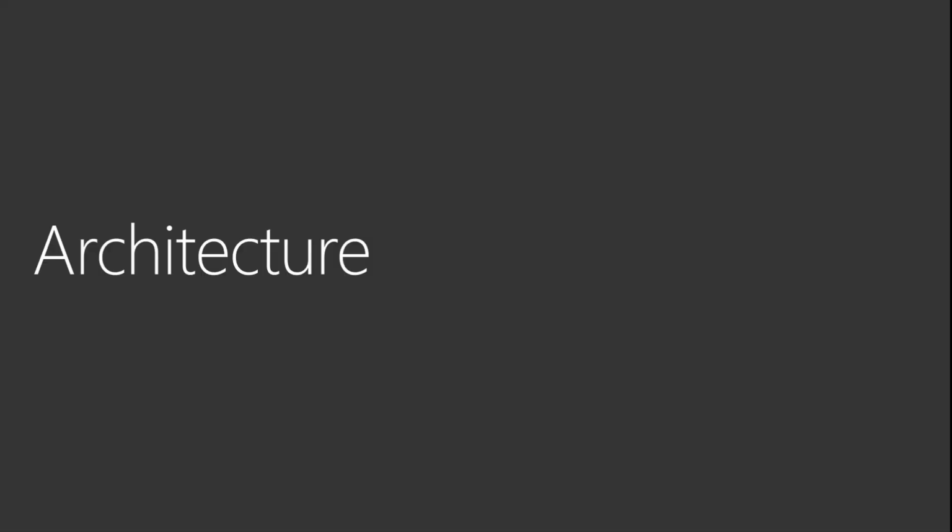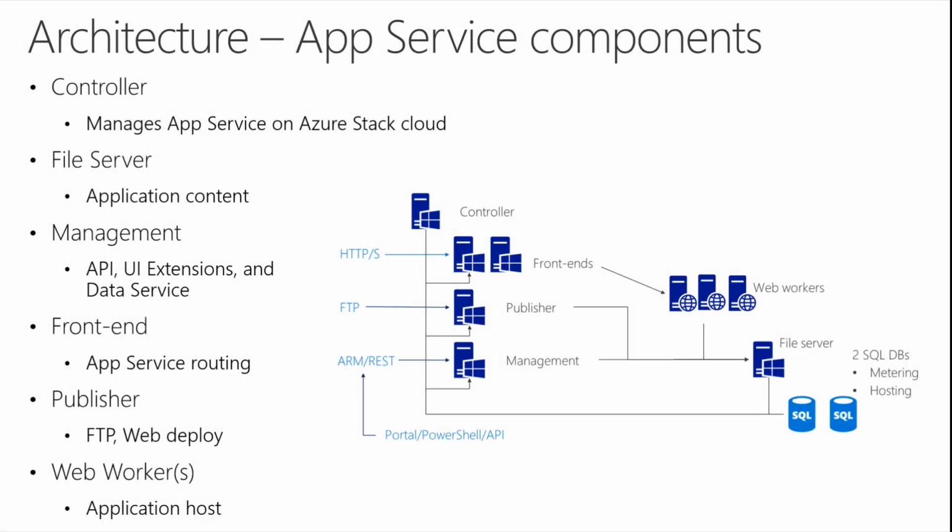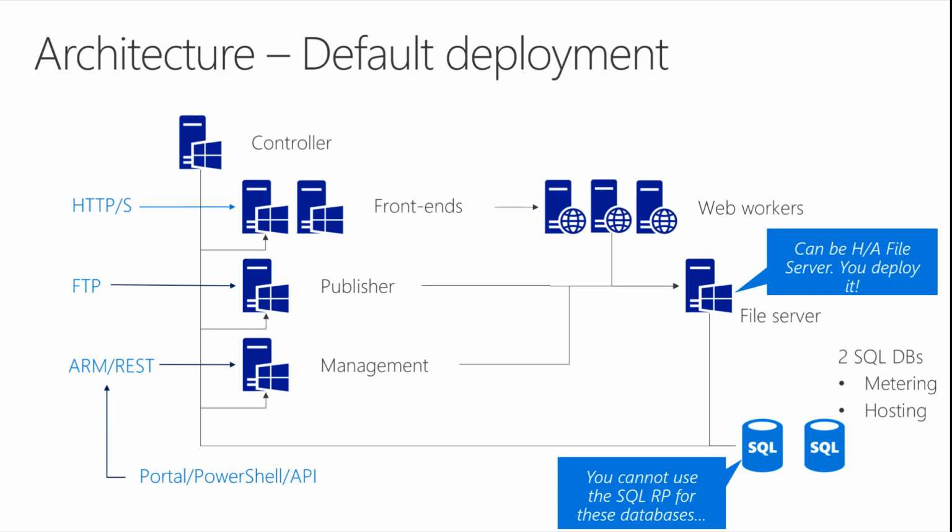So now let's take a minute and take a look at the Azure Stack architecture. This is just a quick picture. We'll drill down a little bit later about all the various components. But just real quickly, the controller, the file server, the management roles, the front end, the publisher, and the worker roles. So let's talk about these a little bit more. The default deployment: at a minimum, we want to have 2 controllers, 2 management roles, 2 front ends, 2 publishers, and 2 shared workers.